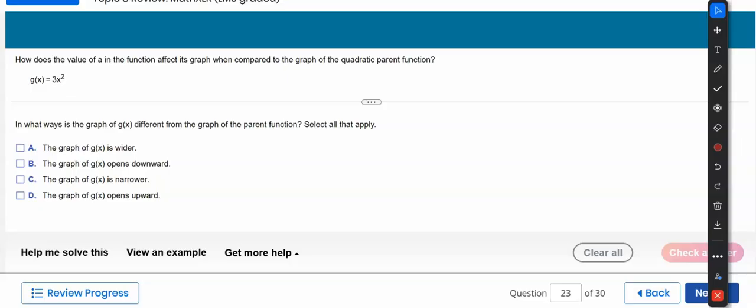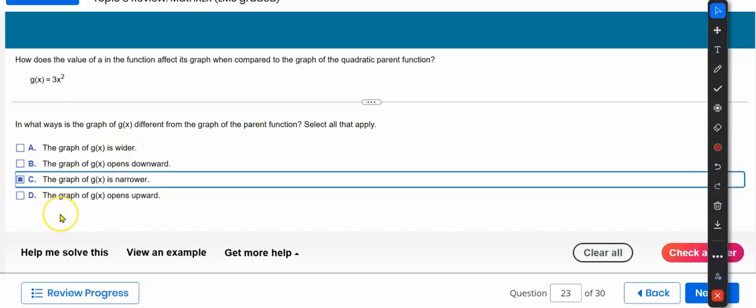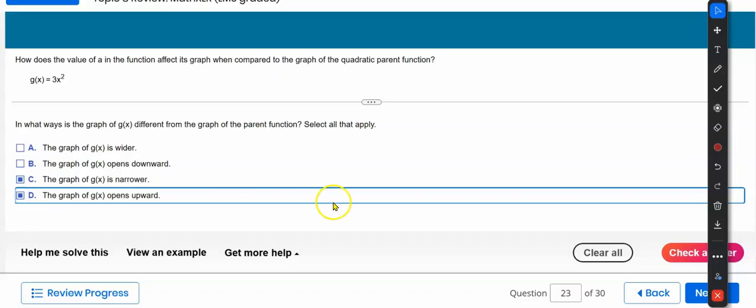How does the value of a in the function affect its graph when compared to the graph? Okay, what do you think when it's a 3? It'd be wide. I don't think it'll be... Oh wait, wider. Narrow. It'll be more narrow because it'll be nice and tall. And then opens upward. Yep.